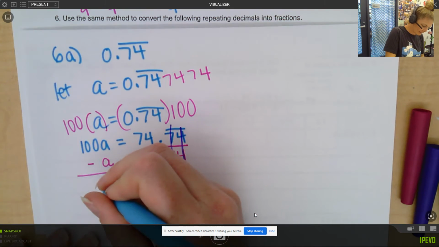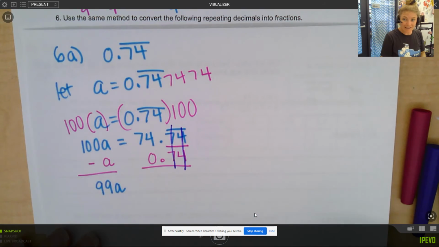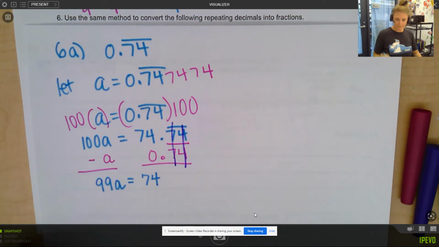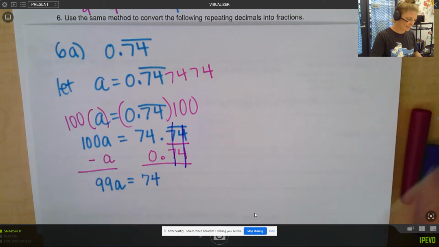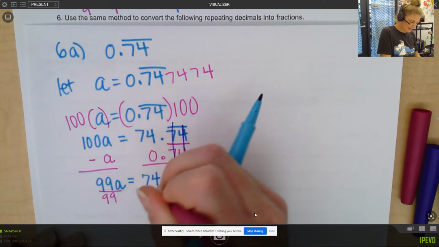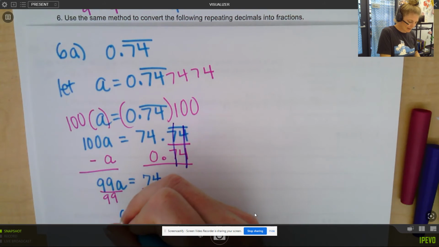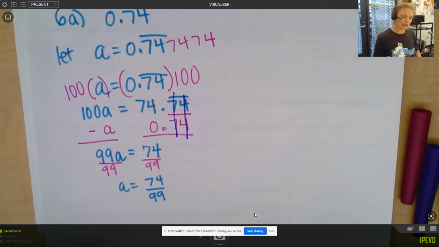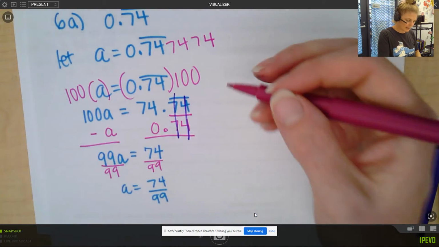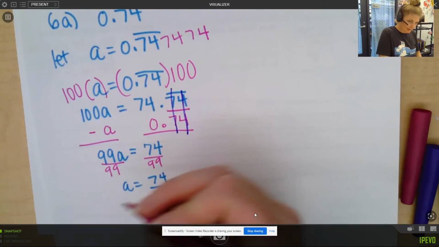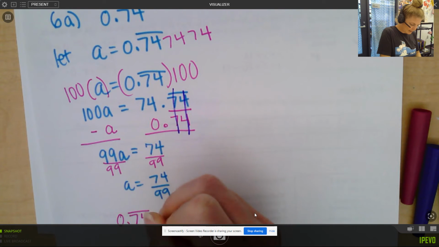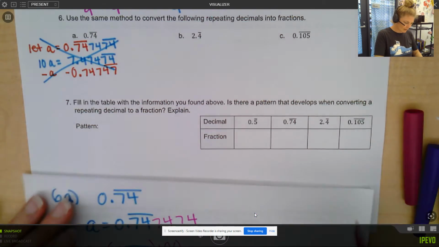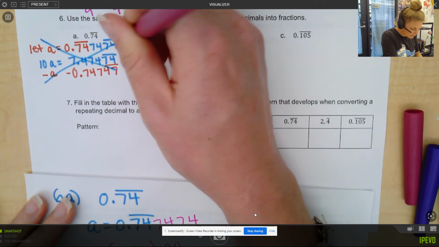So from here, we get 99 A's. 99 A's is equal to 74. Okay, so from here, again, we want to get A by itself. So we're going to divide both sides by 99, and A is equal to 74 over 99. Double check, see if you can simplify. I cannot. So that means I know that 0.74 repeating is equal to 74 over 99.